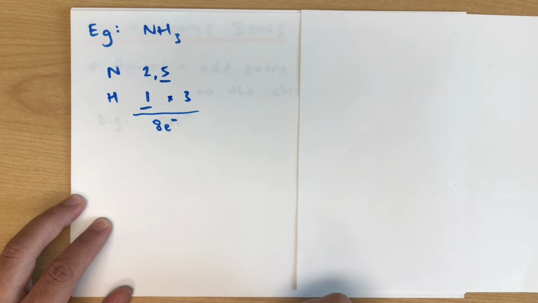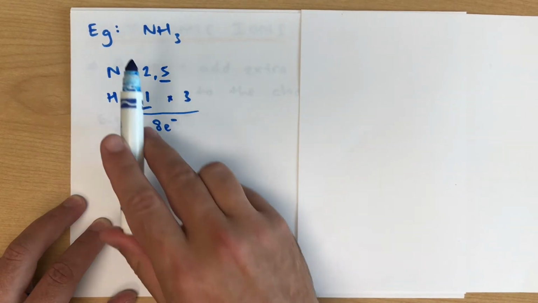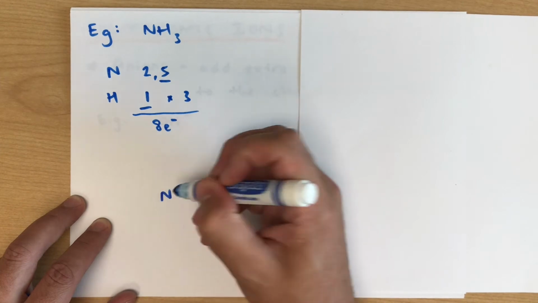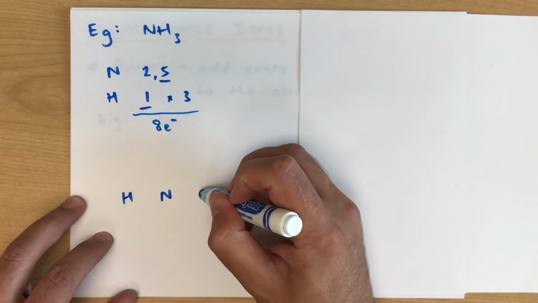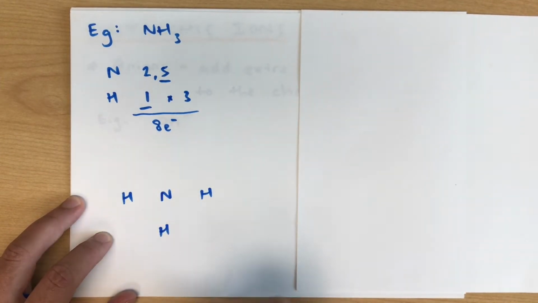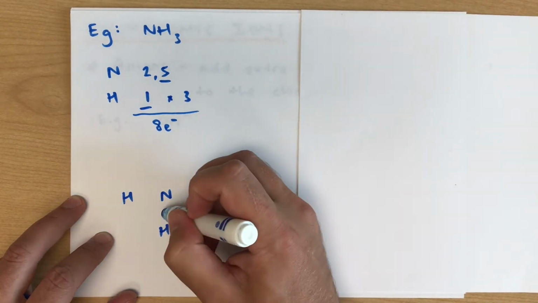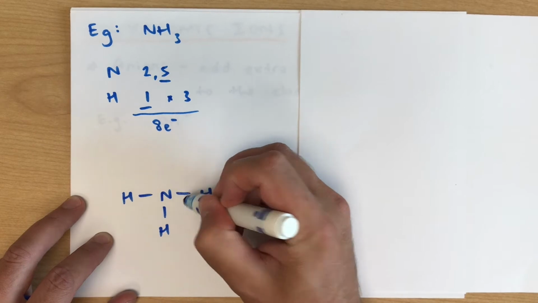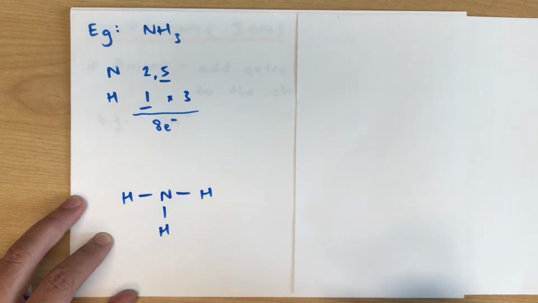That's step 1 complete. Step 2, identify the central atom. There'll be only one of this, so that's going to be our nitrogen, meaning our hydrogens will be all around. Step 3, draw a structure connecting atoms with a single bond. You can choose to draw 2 dots for your single bond, or you can draw a straight line. Step 4, put the remaining electrons around the outer atoms first.